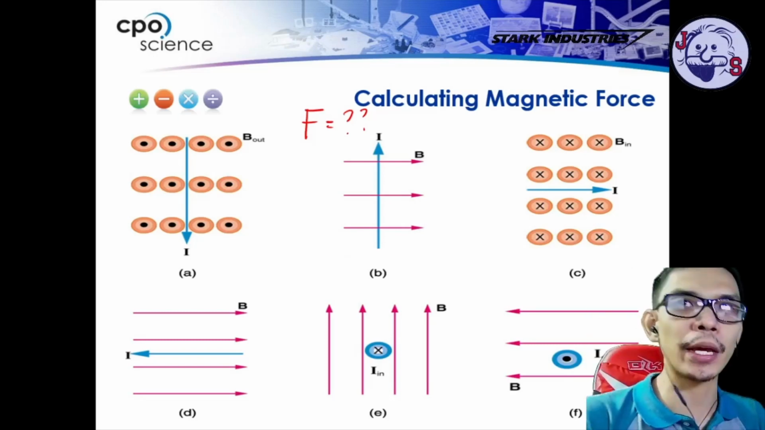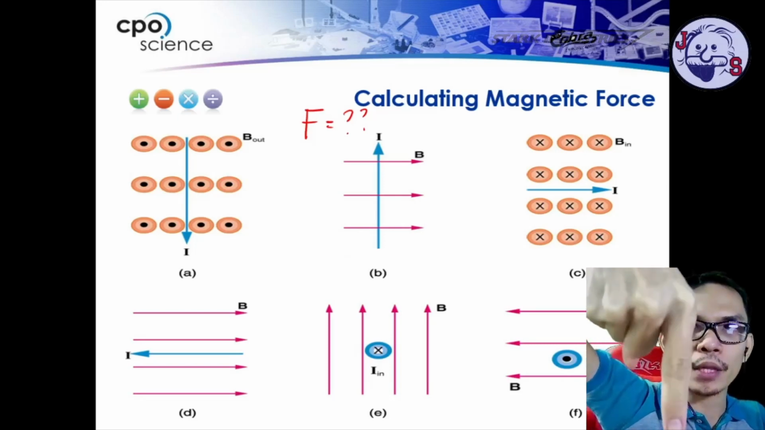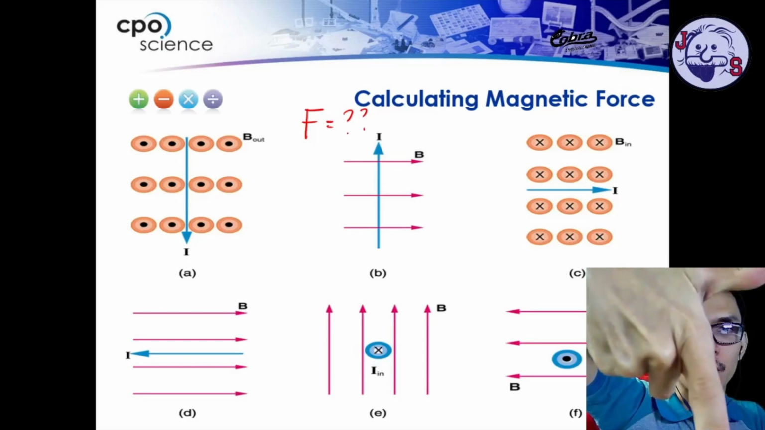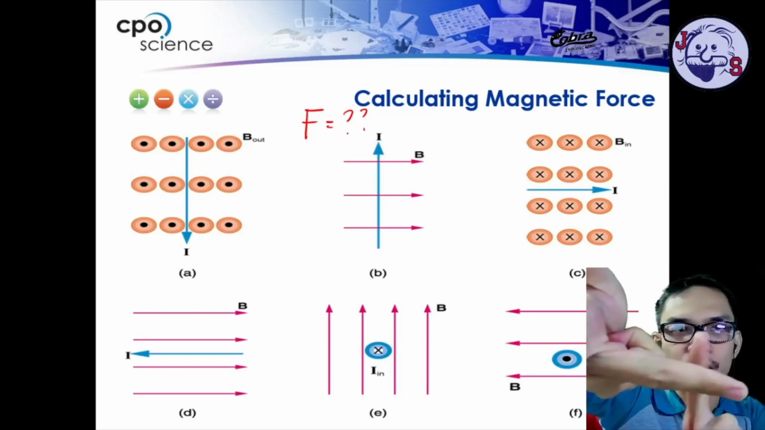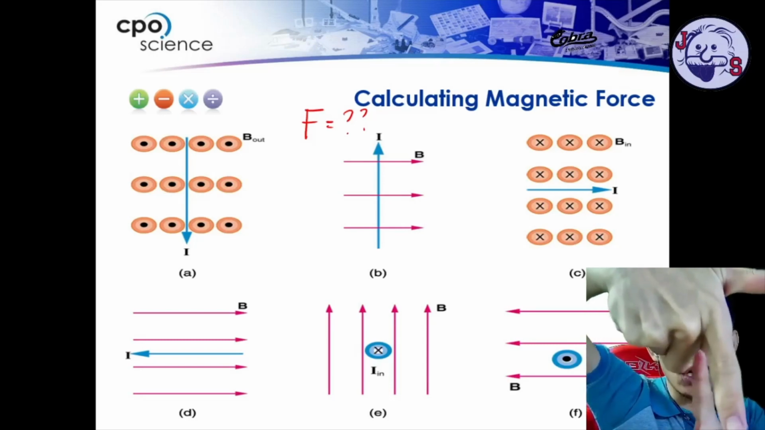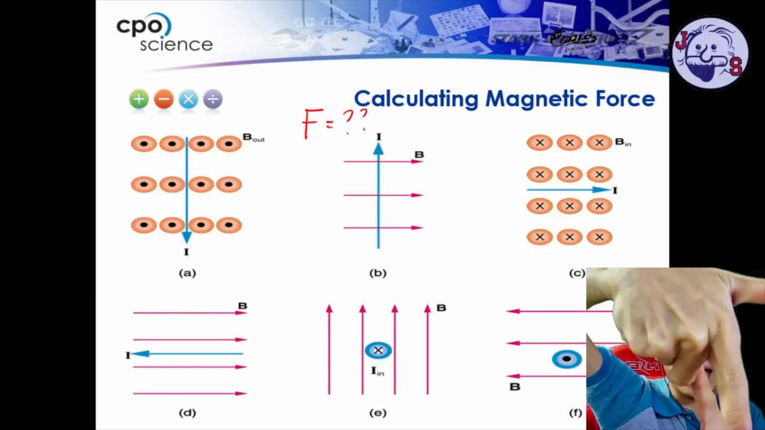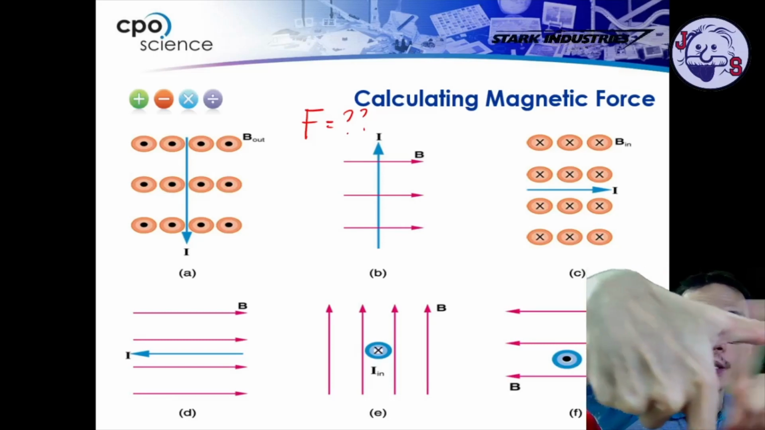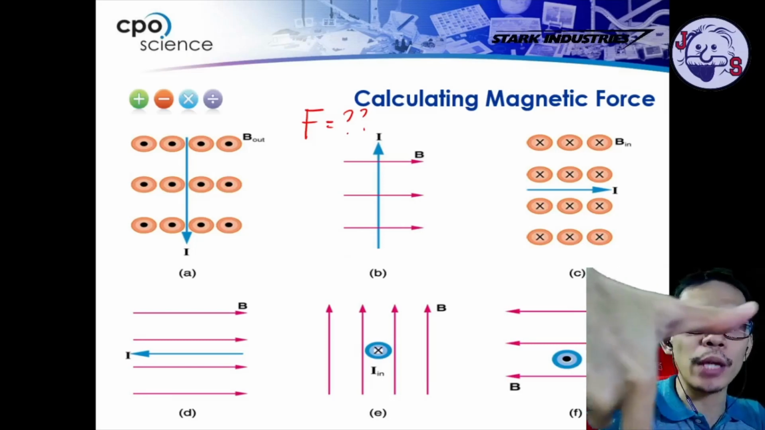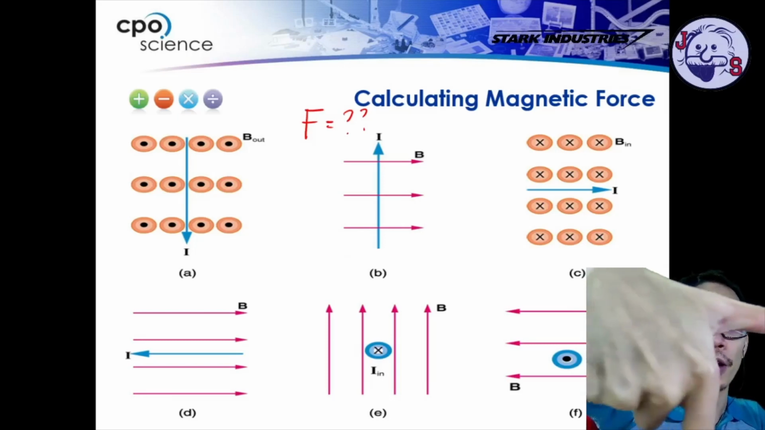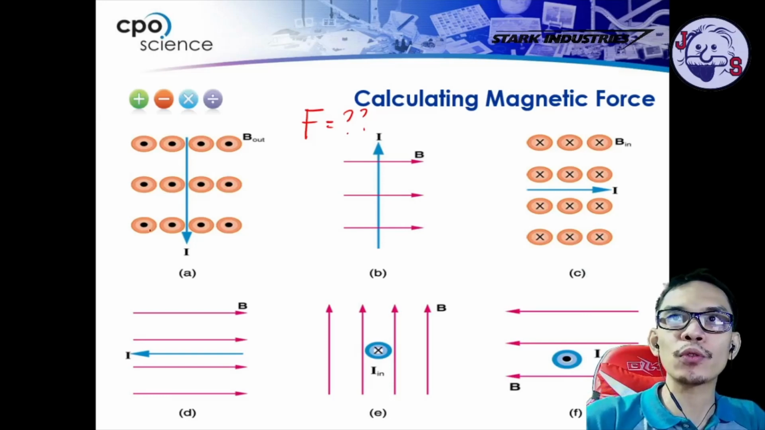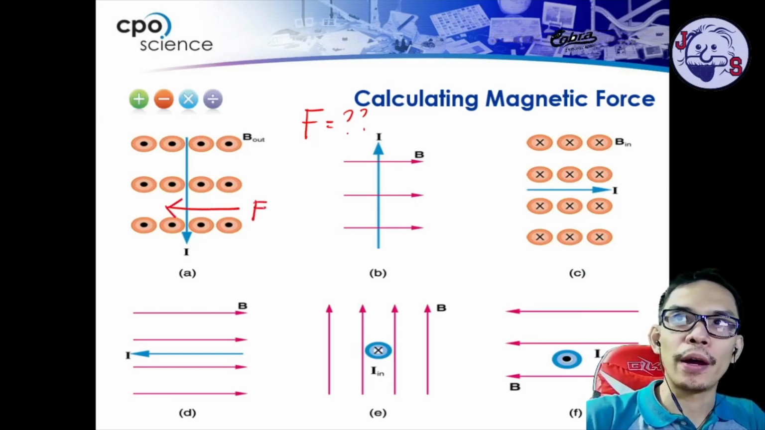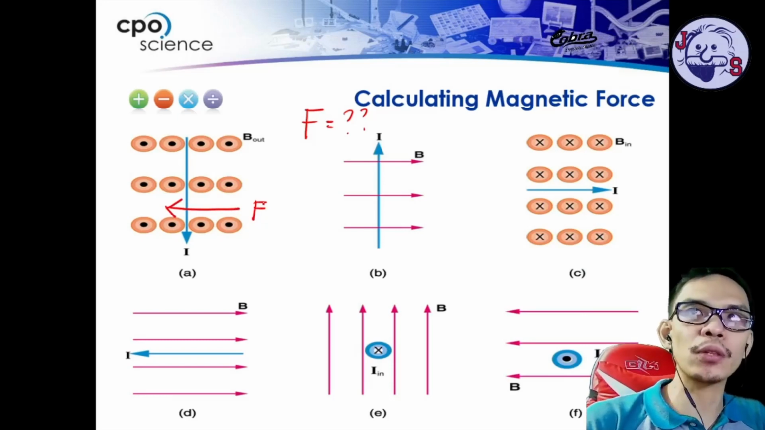So, let's answer letter A. The current is going downward and the magnetic field is going out of the screen. So this magnetic field over here is pointing towards me, right? So the answer is the magnetic force is going to the left. There you go, that's the magnetic force going to the left.